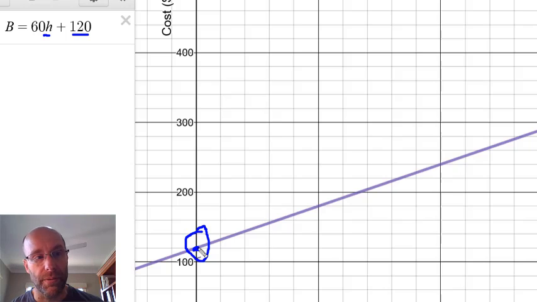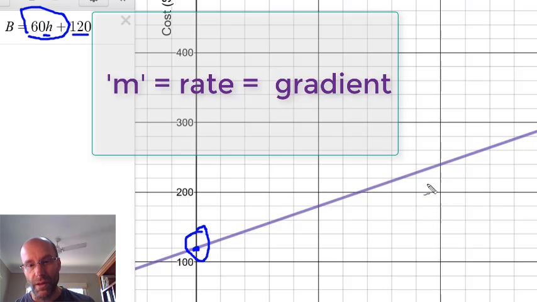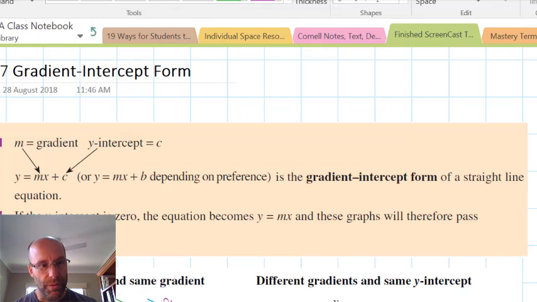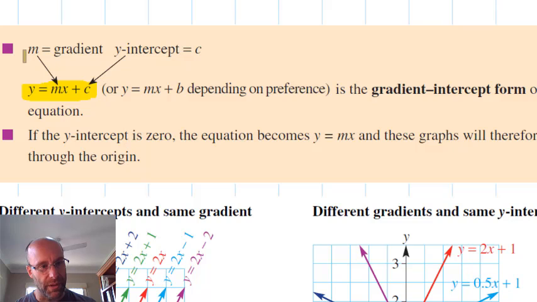So the graph can't start at 0, 0. It starts at 120 because of the call-out fee. And then it goes up. And the rate at which it goes up is the same as the gradient. So for every 1 hour it goes across, it goes up 60. So 1 hour across there and $60 up. So that's the gradient. So it's important to note that in general, the gradient intercept form is written as y equals mx plus c.